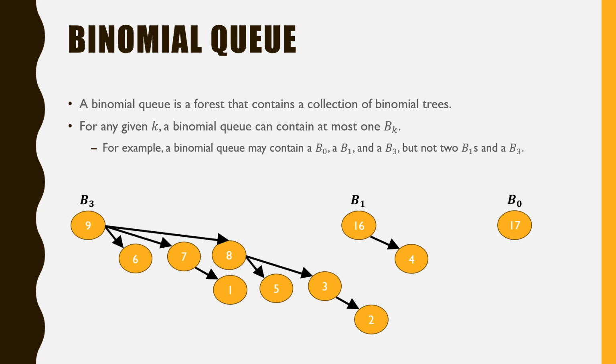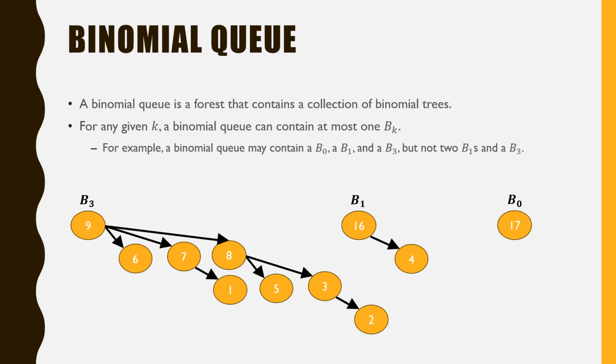Having defined binomial trees, we now introduce binomial queues. A binomial queue is a forest that contains a collection of binomial trees. In a binomial queue, there can be at most one binomial tree of any given height k. For example, as shown in the slide, a collection containing a B0, a B1, and a B3 tree forms a valid binomial queue, since no two binomial trees share the same height.